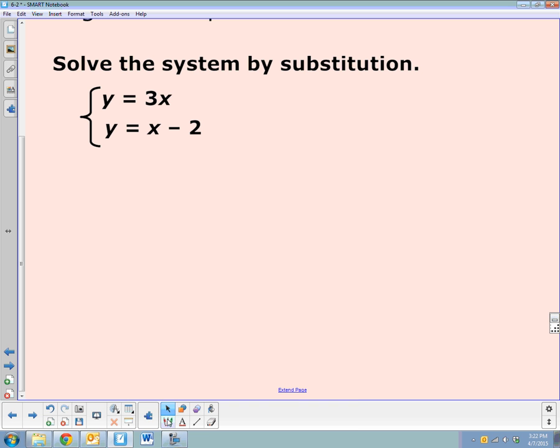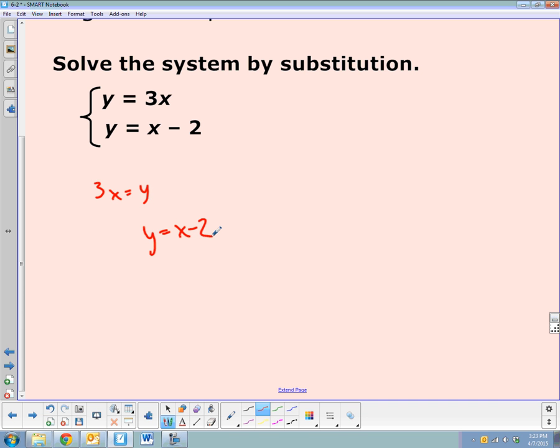And so we've got y equals 3x and y equals x minus 2. I'm going to rewrite this a little bit different. I'm going to say that if y equals 3x, then 3x equals y, which is fair. I think you'll agree with me so far, that if y equals 3x, 3x equals y. All right. I also know that y equals x minus 2.